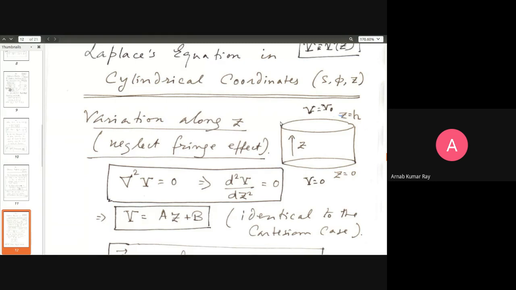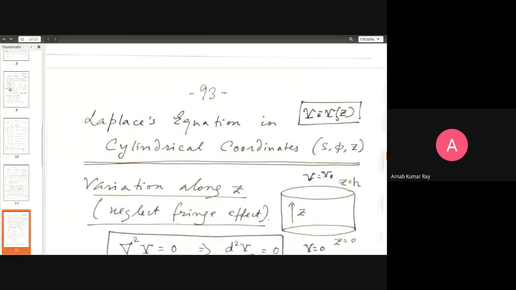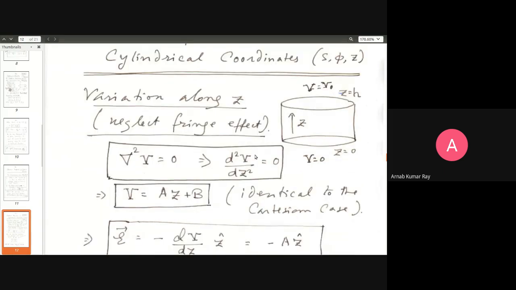So we'll just write once again step by step. Like I said, del squared V is equal to 0. As per our problem, which says that V depends only on z, we write d squared V by dz squared is equal to 0. Written in full glory, Laplace's equation should have been del squared V by del x squared plus del squared V by del y squared plus del squared V by del z squared is equal to 0.